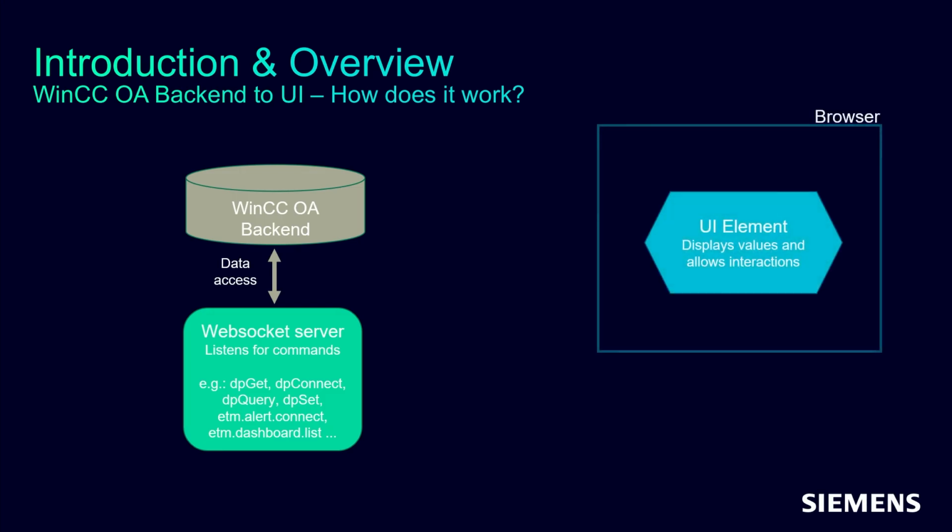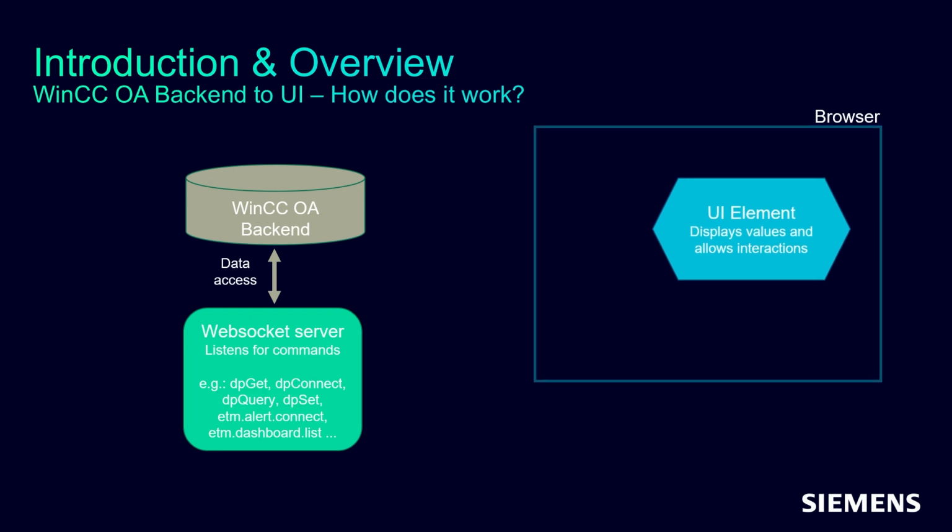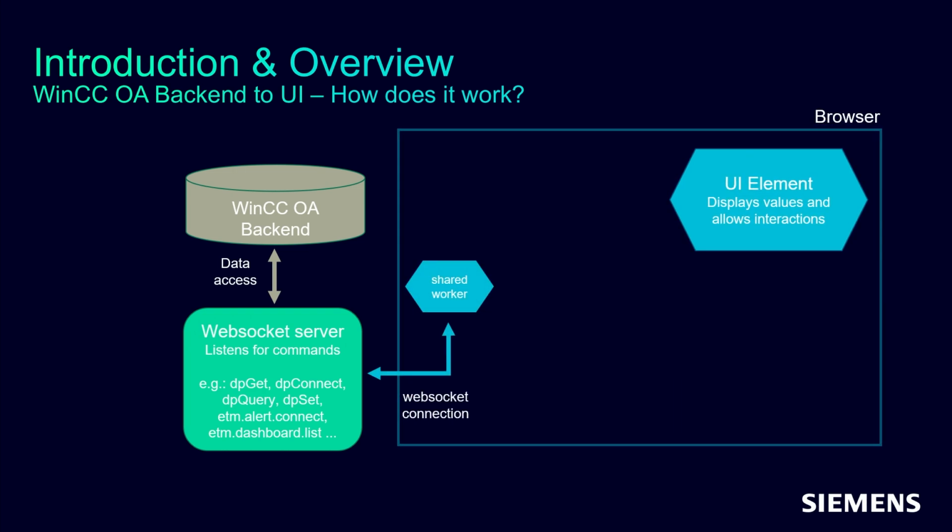Let's have a look at the browser side. Here, the new architecture comes into play. Let's get started with the UI element. The UI element is a standalone component that is only usable for displaying the values and allowing interactions. No more logic is in this UI element. Afterwards, every WebSocket server is connected to a shared worker. This shared worker is a standard browser functionality, which handles, for example, the authentication and so on.